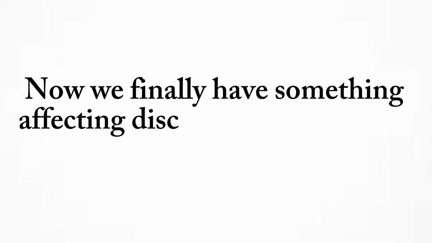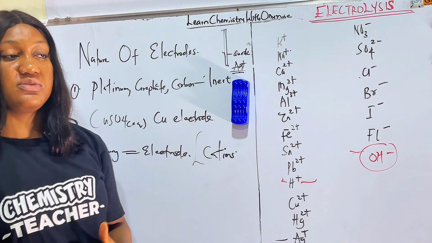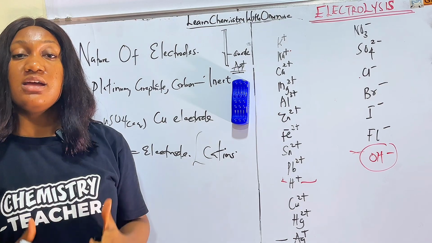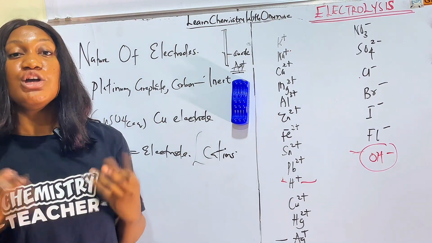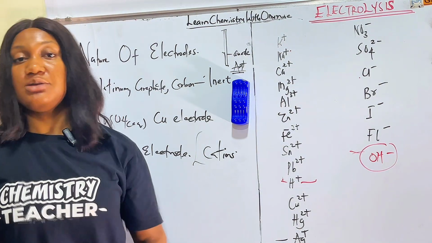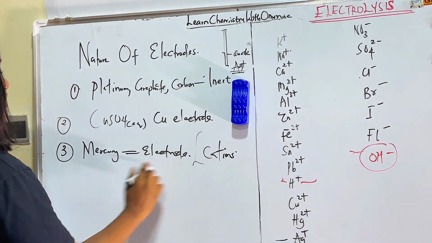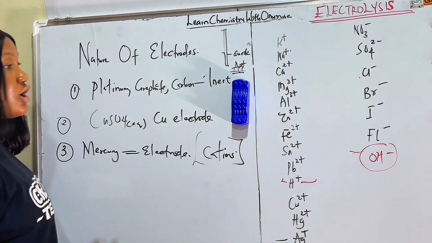Now, the mercury is going to affect cations. So all the while we're talking about nature of electrode, we see that the ones that have a preference usually affect just the anode. However, when we're talking about mercury, it's going to affect cations. So what do I mean?